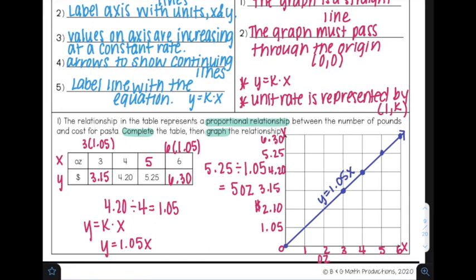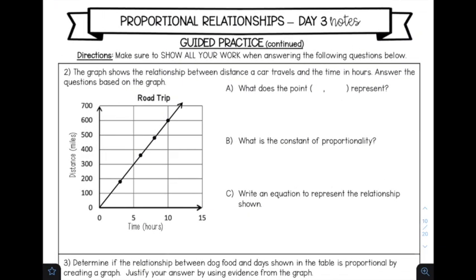Let's try number 2. All right, so here's our graph. The graph shows a relationship between distance a car travels and the time in hours. Answer the questions based on the graph. So what point does 10, 600 represent? If I look at that point, 10 comma 600, that's going to tell me how many hours I drove.